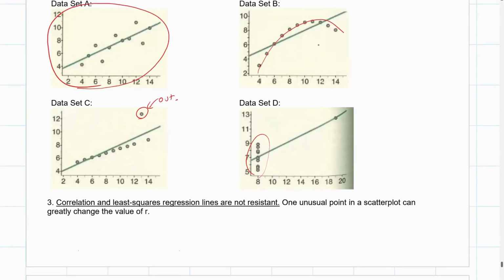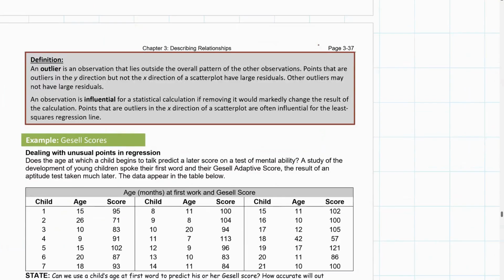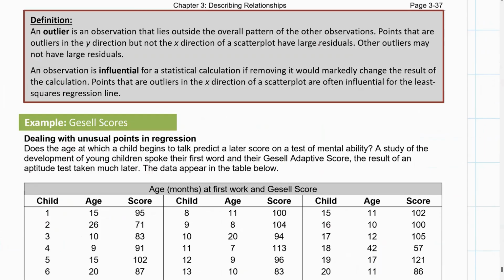Item number 3, correlation and least squares lines are not resistant. This outlier will affect the quality of the prediction model. One unusual point can greatly change the value of R. So if we're going to talk about how outliers can have that effect, we better get a handle on what we mean by an outlier.